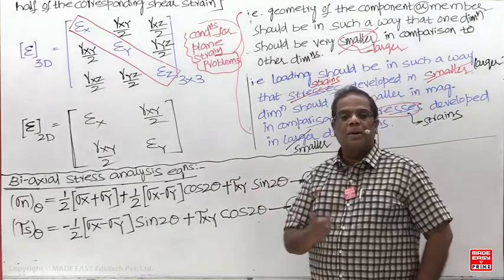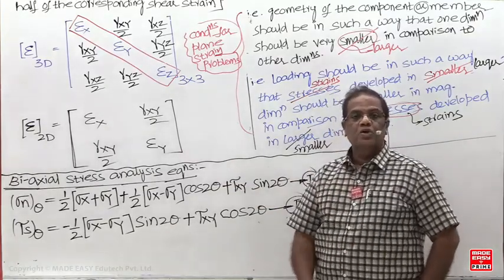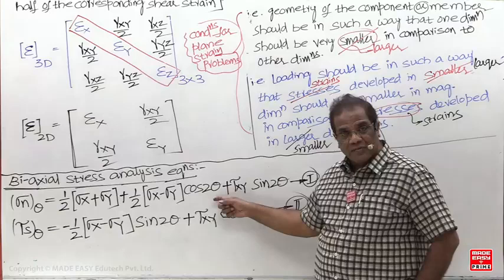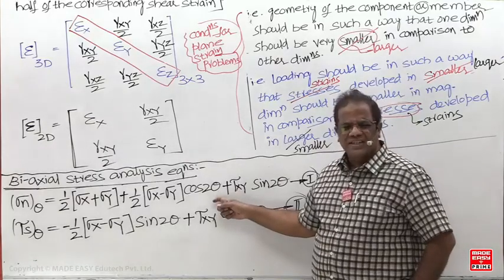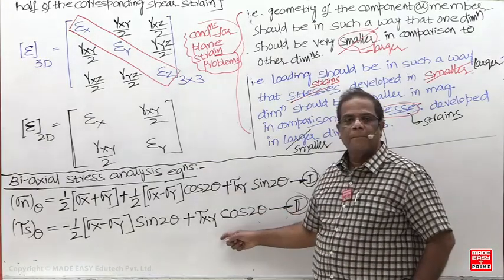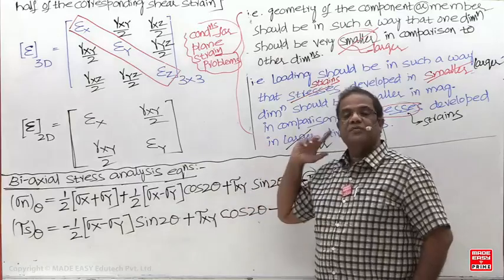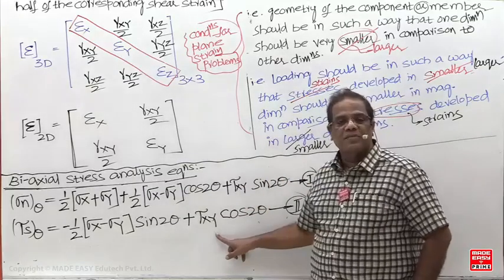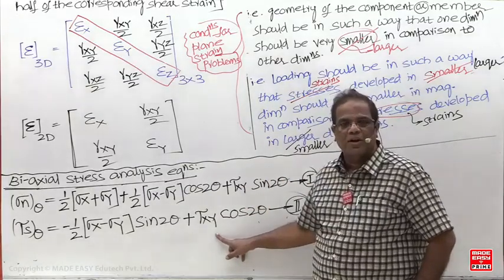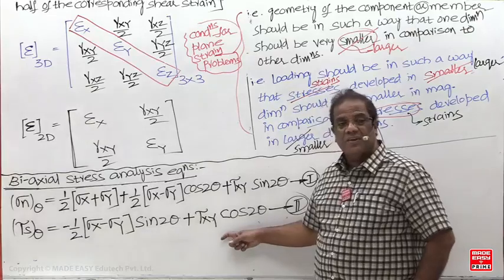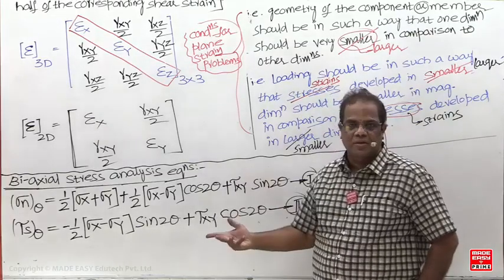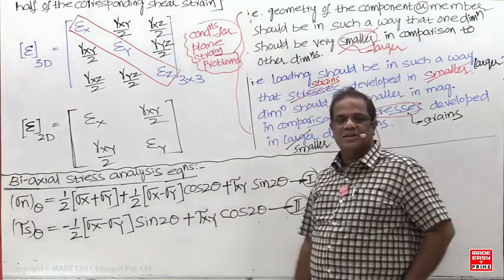So in how many ways are the principal planes located? We have studied yesterday: two methods, either differentiating and equating to 0, or equating this equation to 0. And what is the other use of the equation? If you want to get a tau max plane, differentiate the equation with respect to theta and equate to 0, and you will get the tau max plane locations.